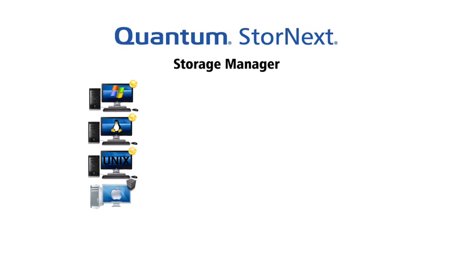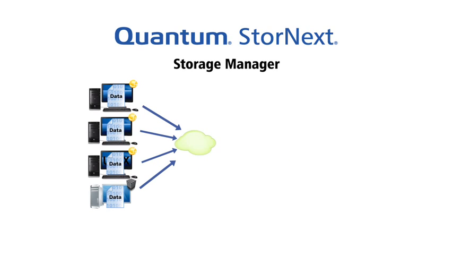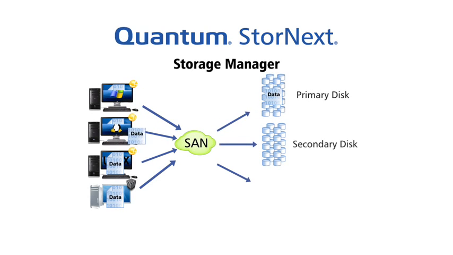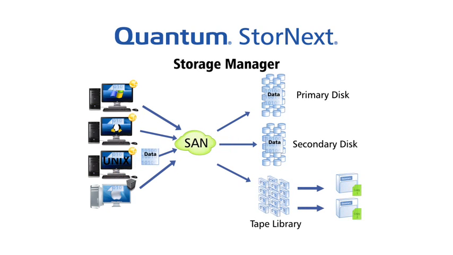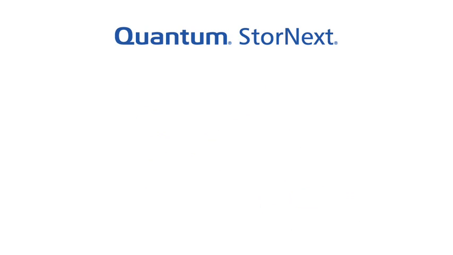StorNext Storage Manager can be configured to leave a header segment of a file on primary disk, while the remainder of the file resides on Tier 2 or tape devices. This stub file capability increases StorNext interoperability with applications that expect high-performance retrieval for thumbnails and other header-type data.